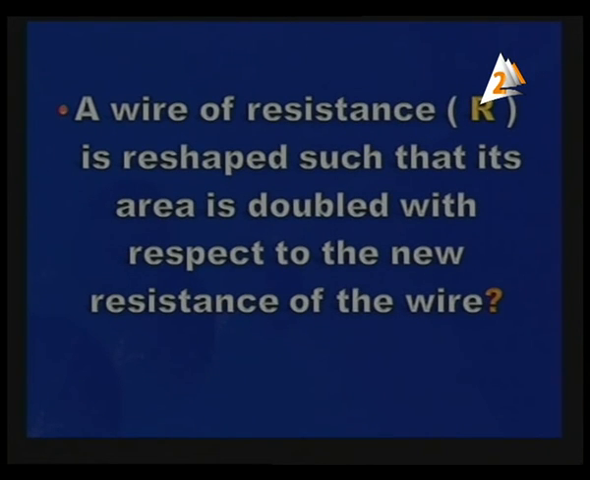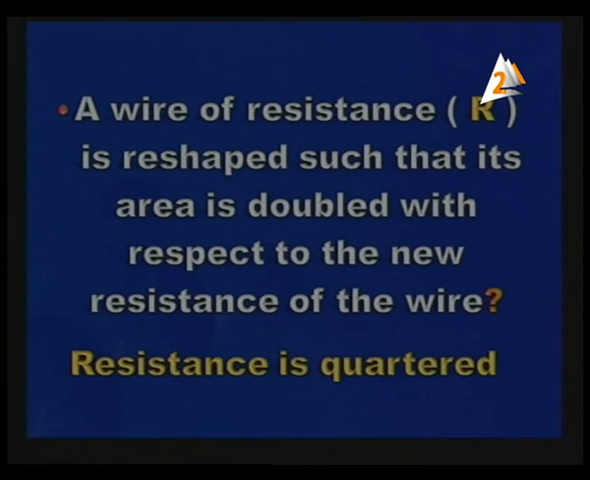And also there is something important. Increasing the area will shorten the length. The length will be halved. This is another factor, and the resistance will be halved because of the length. So the final result will be that resistance is quartered, decreased to 1 over 4 its initial value. This is very important.